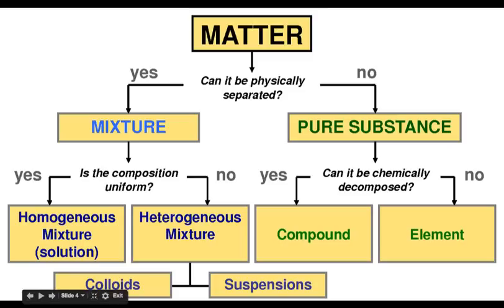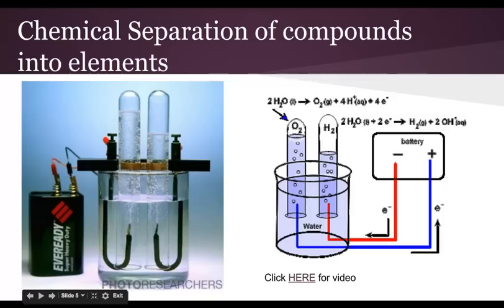But a homogeneous mixture is something where you can't see the physical materials that are separated. It just looks like it's homogeneous. It looks like it's all the same. And another word for a homogeneous mixture is called a solution.